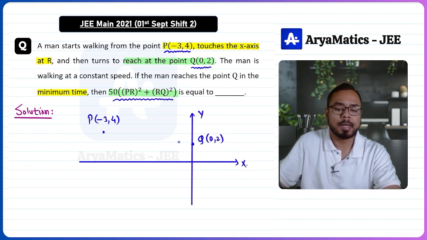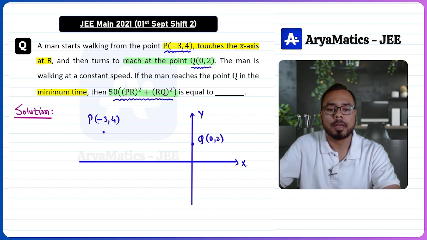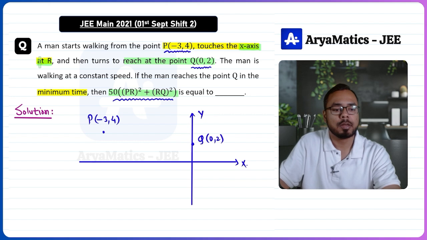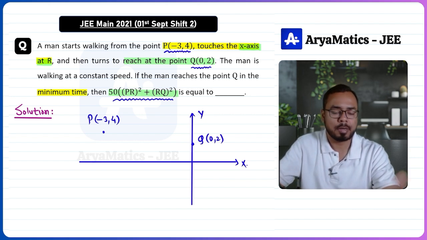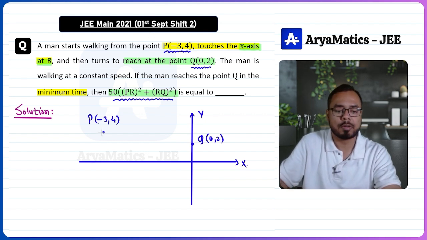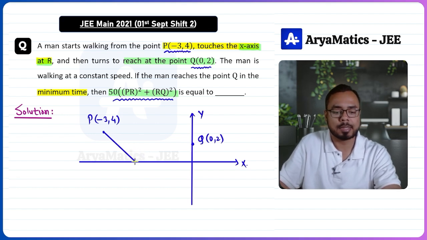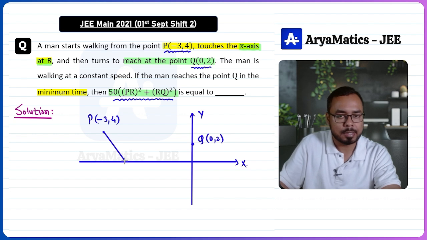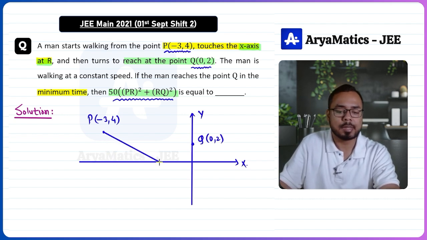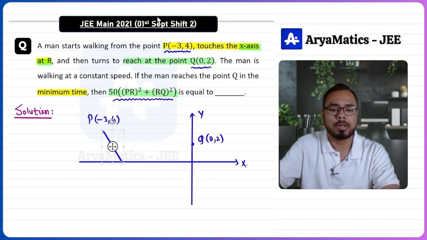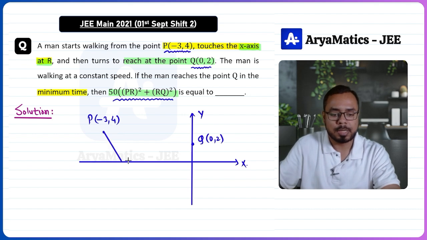Now, the person has to start at point P and reach point Q, and he also has to touch the x-axis at some point R. Now, there are different options here. There are an infinite number of ways of moving from point P to Q and touching the x-axis at some point, right? The person can touch the x-axis here or here, anywhere, and then the person has to reach point Q.